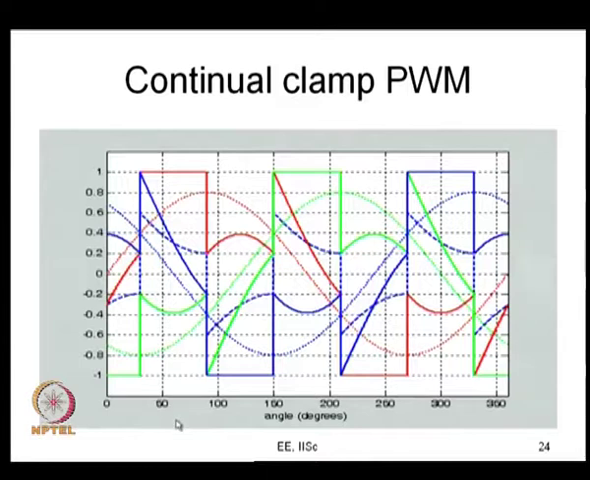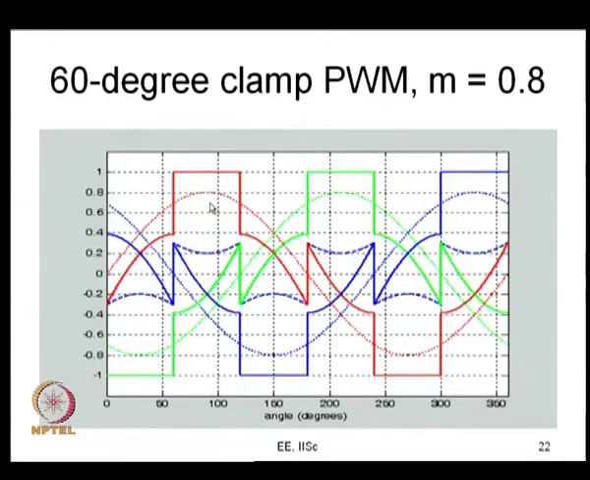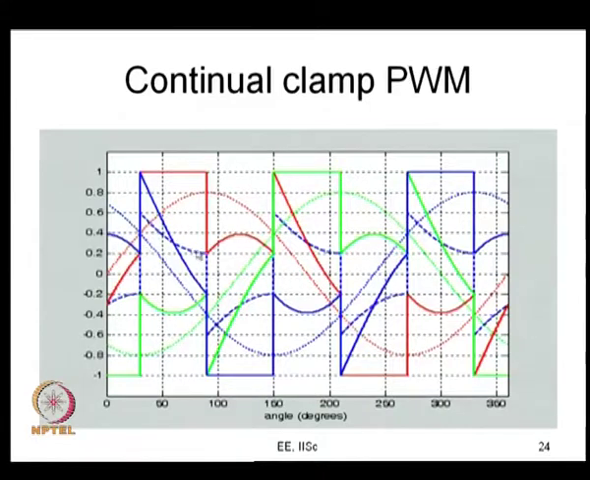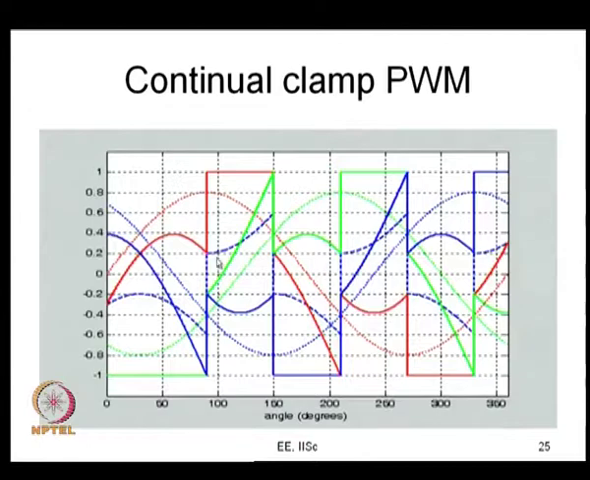So, a generalization of 60 degree clamp is the continual clamp PWM. What you do is you follow the positive common mode component for 60 degrees and the negative common mode component for another 60 degrees, and it can be positioned anywhere. In the earlier case it is positioned at the center, that is from 60 degrees to 120 degrees. Here the phase is clamped, let us say, from 30 to 90 degrees of the phase. It can be positioned between 90 to 150 degrees of the phase also. So, you can move around everywhere.